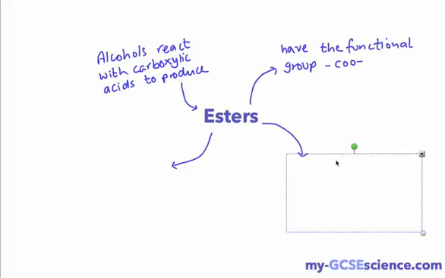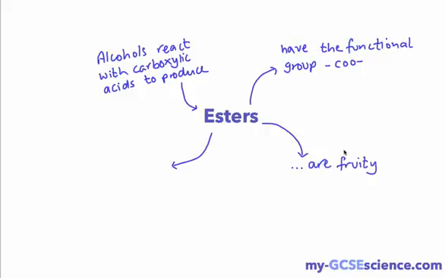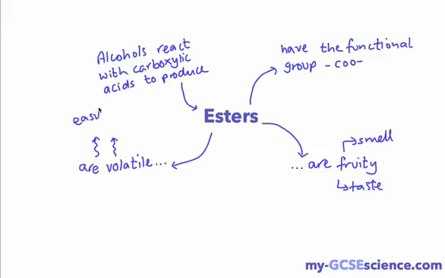The next thing is that they are fruity, and by they are fruity I mean they smell fruity and they taste fruity, and because of this they can be used for fragrances, for perfumes, and for flavorings, for example in things like sweets. And the last characteristic here is that they are volatile, and that means that they easily turn into a gas, so they easily evaporate.